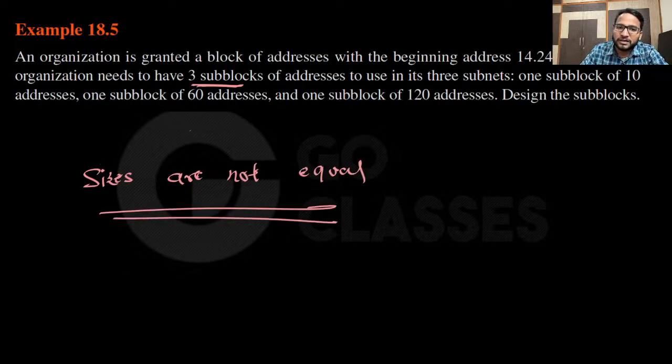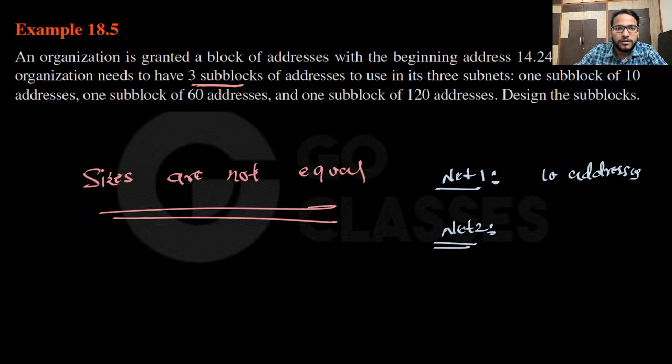Let's see the requirement first. They want one sub block of 10 addresses, so network 1 with 10 addresses. They want network 2 with 60 addresses. They want network 3 with 120 addresses. So they want 3 networks with these sizes. This is the requirement where the sizes are not equal.